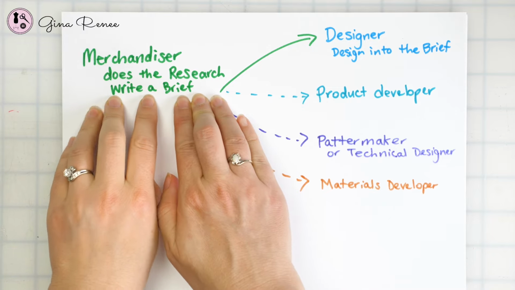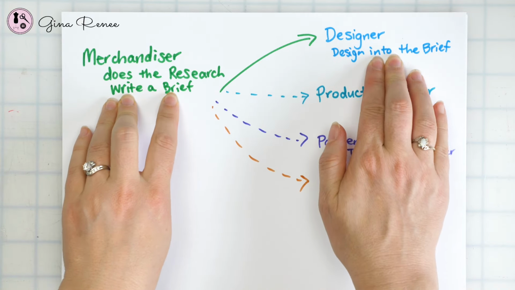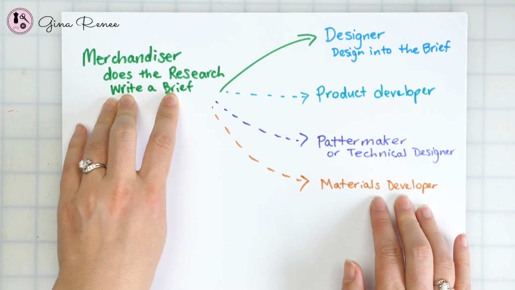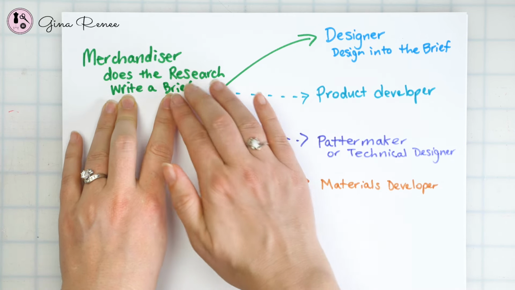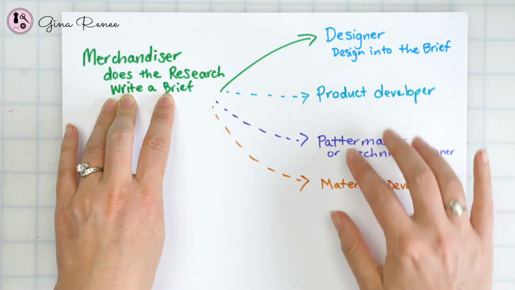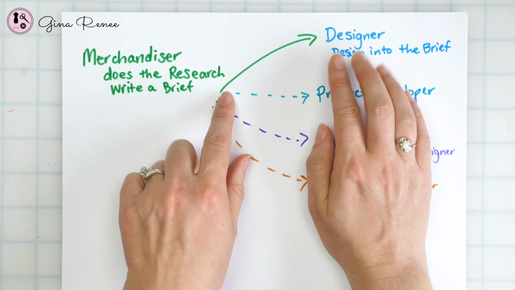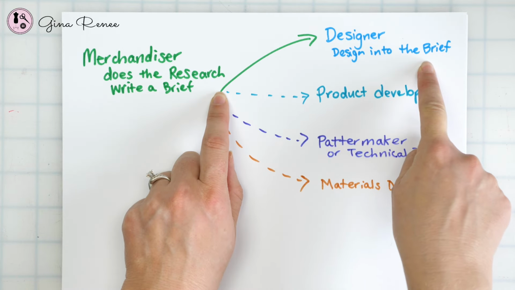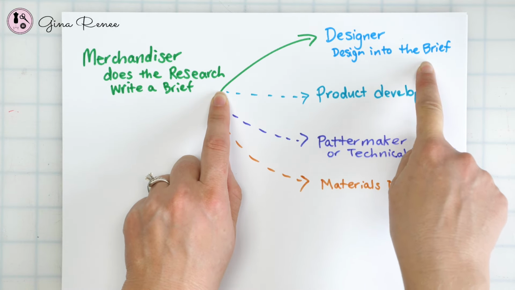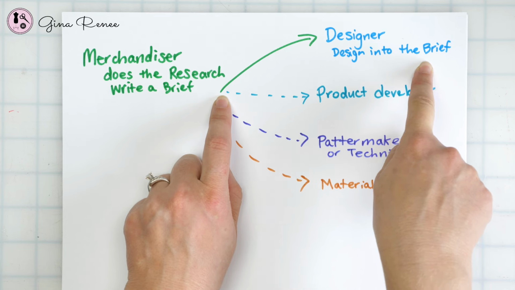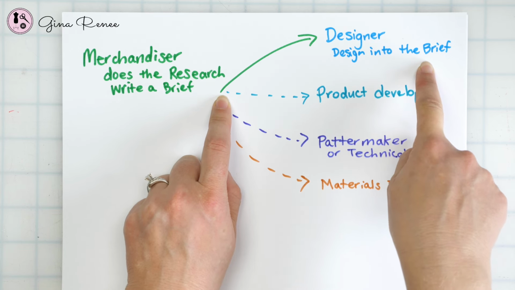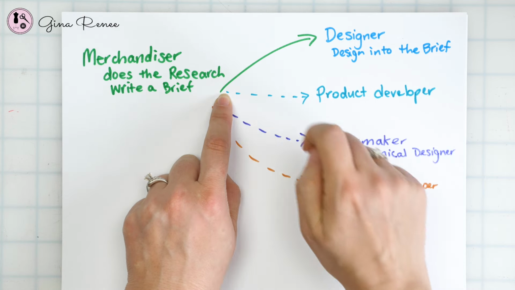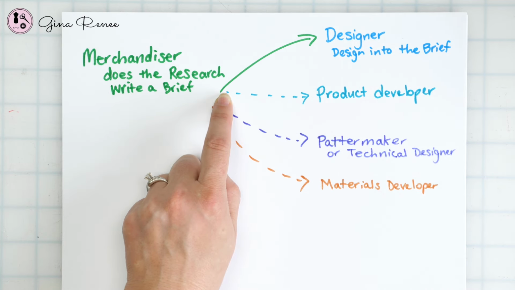So this brief is then given to the designer. The product developer, pattern maker, or technical designer and materials developer is usually a part of that briefing just so that they know what's coming. That designer takes the main role from that brief and they design into the brief. Now, they need to make sure that they have the USPs, the unique selling propositions, meaning any sort of design details that are important in achieving that style and the price.